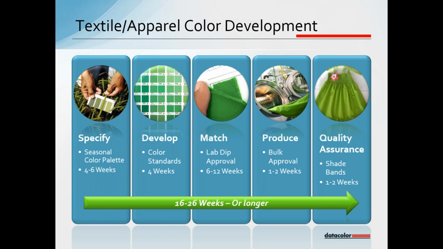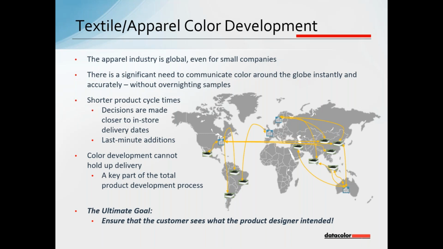in the store. A few other conclusions we can draw about the textile apparel color development process is that, first, the apparel industry is global, even for small companies. So no longer is it the case that a retail apparel company can connect with a supplier who is a simple car drive or domestic flight away. That may be true in some countries, but generally speaking, when we talk about retail apparel brands, their supply chains are going to be global.